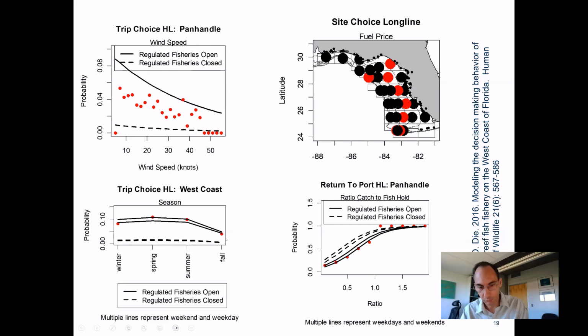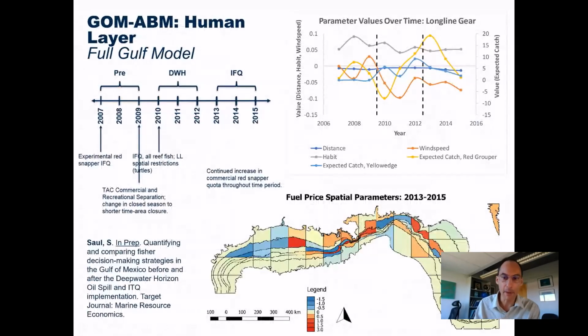Things like policies, when fisheries are opened or closed, obviously impacts whether or not a fisher will go out and take a trip. Fishing location, fuel price determines how far out you're going to go. When fuel prices are higher, boats are less likely to travel as far offshore as they would otherwise. And then, of course, returning to port, things like as you start filling up your fish hold and run out of space, that's going to also essentially motivate you to return to port. So there were other factors in these models. These are just a couple plotted examples so you can see how some of the trends came out.